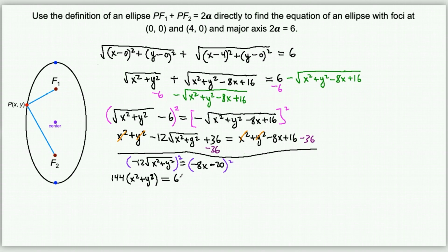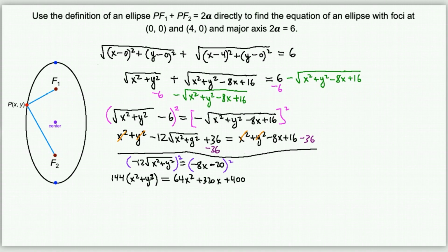Will give us 64x squared plus 320x, right, using the outer and inner products, and then plus 400. Okay, so that's what we get.